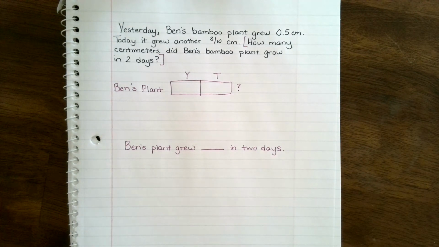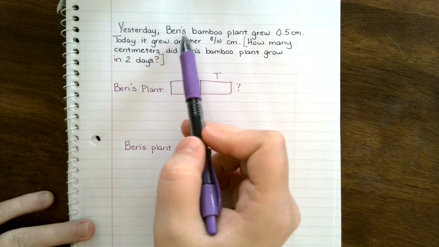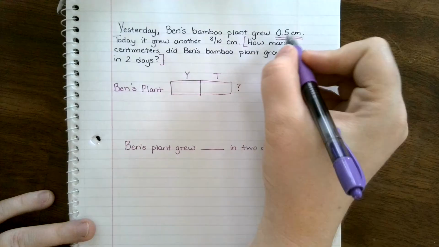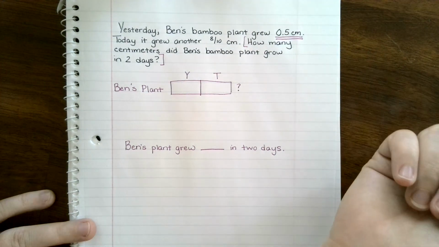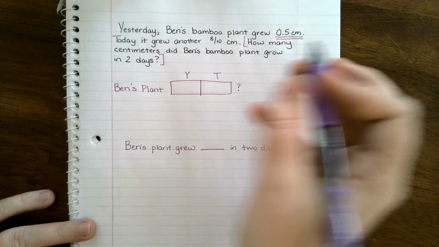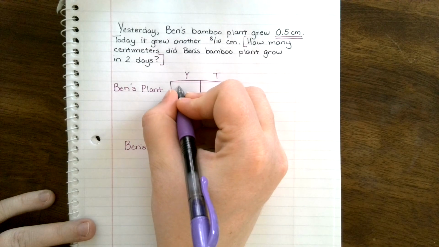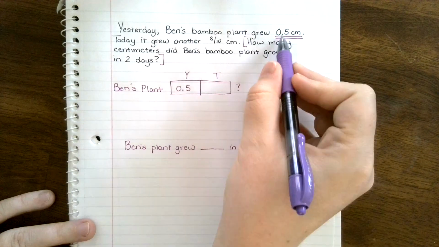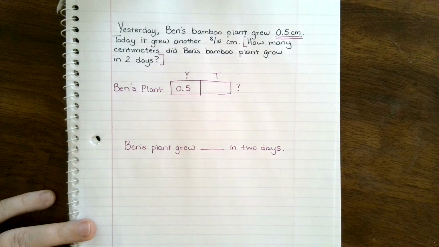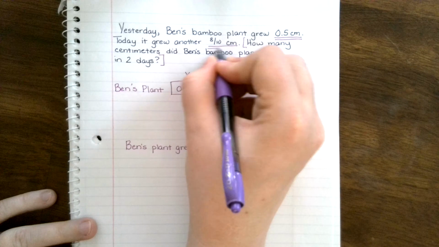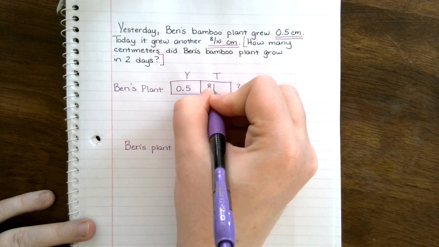So when I go into the word problem, it's going to tell me as many pieces of information as it can, and then it's going to be up to me to find the rest. So yesterday, Ben's bamboo plant grew 0.5 centimeters. It grew 5/10 of a centimeter. That was yesterday. So I want to come down here to my yesterday box, and I'm going to write 0.5. I'm going to put it just like it has it here. Today, it grew another 8/10 of a centimeter. So I'm going to come right here to today, and I'm going to put 8/10.